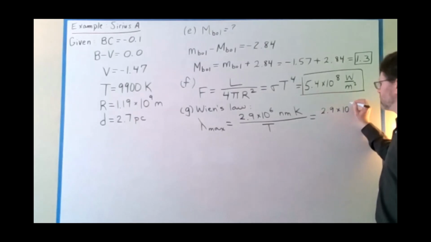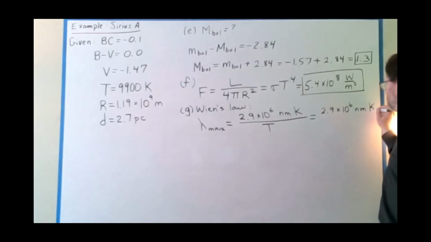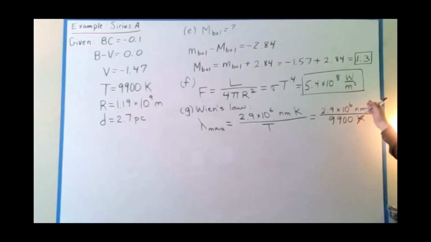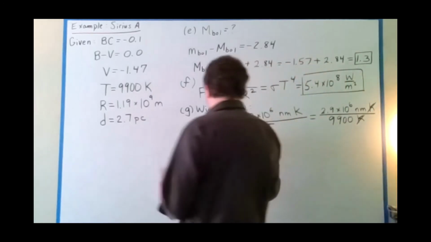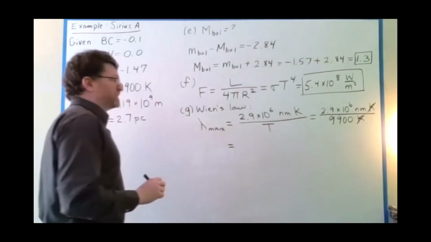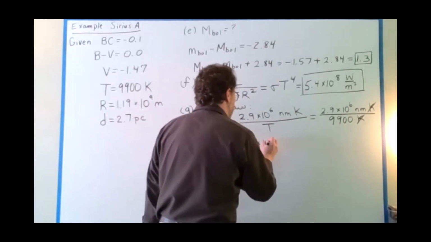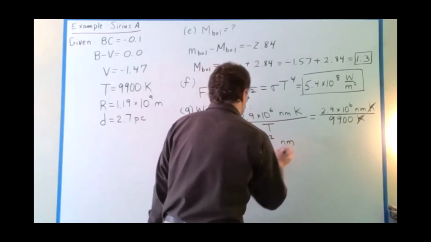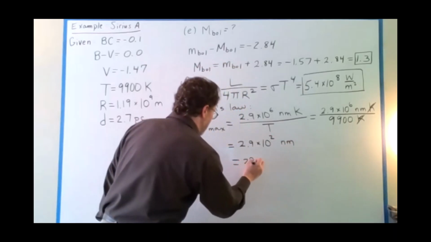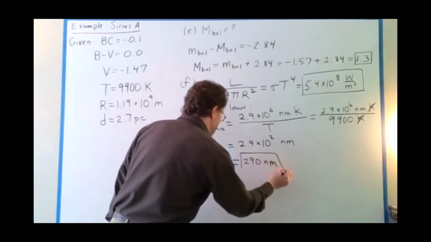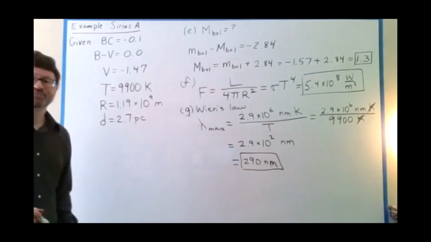So let's rewrite the numerator, and then in the denominator, let's plug in 9,900 Kelvin. So it's 2.9 million divided by almost 10,000. That's going to bring it down to 2.9 thousand nanometers. Now, that's 2.9 times 10 to the 2 nanometers, so that is 290 nanometers.